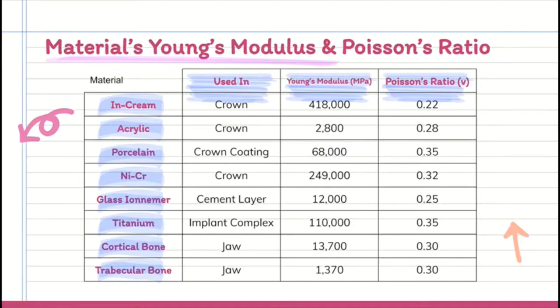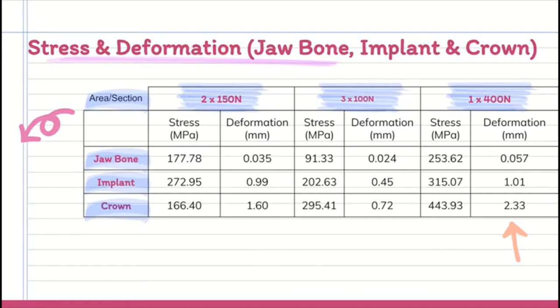The implant itself is made out of titanium, which has a Young's modulus of 110,000 megapascal with a Poisson's ratio of 0.35, and a glass ionomer, which is the cement layer, which has a Young's modulus of 12,000 megapascal with a Poisson's ratio of 0.25. The load exerted on the implant was done with 150 Newton twice, 100 Newton thrice, and 400 Newton once. And the stress and deformation is observed.